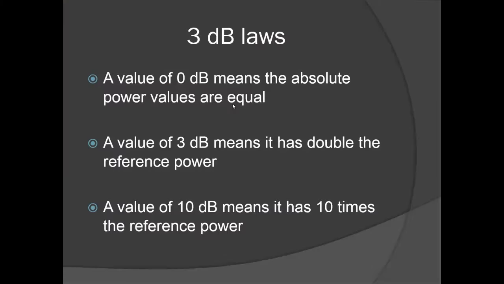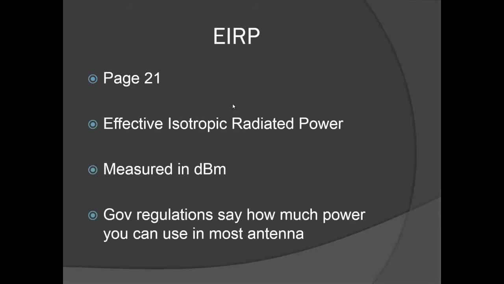All right, moving on. So, EIRP, effective isotropic radiated power. And this is on page 21. This is your measurement for power, or really kind of for gain on an antenna. And there are government regulations that say exactly how much power you can use in most antennas, obviously depending on their use.